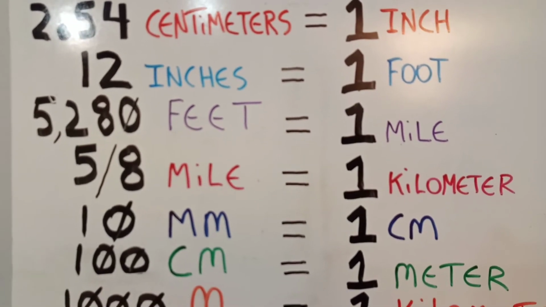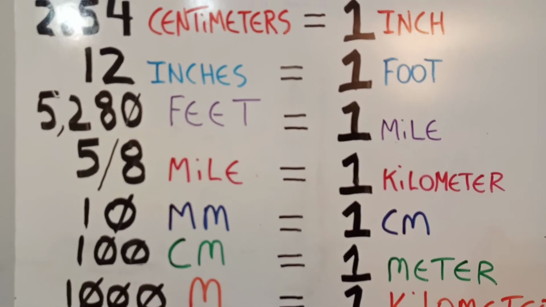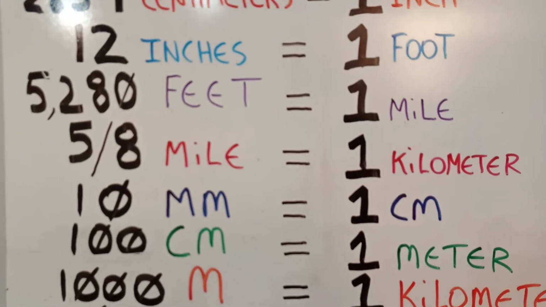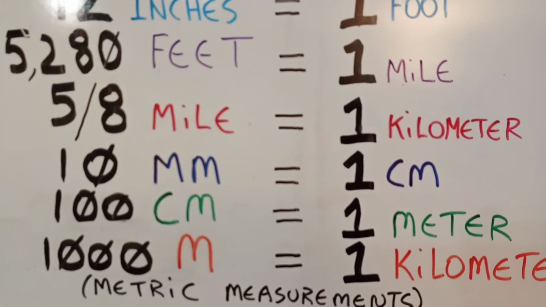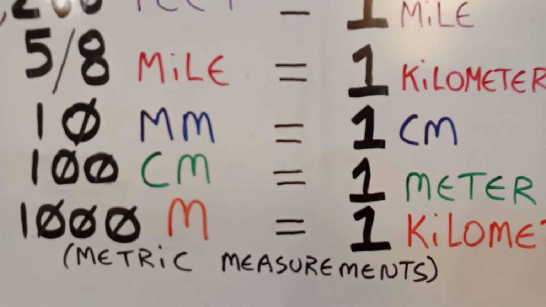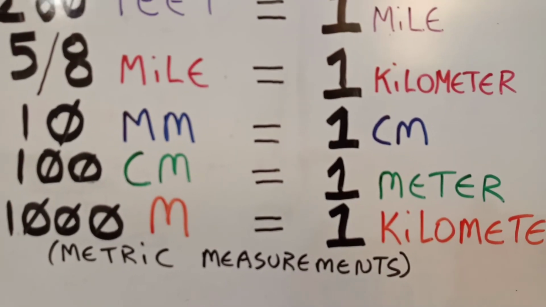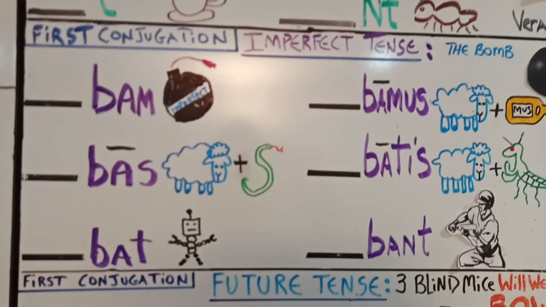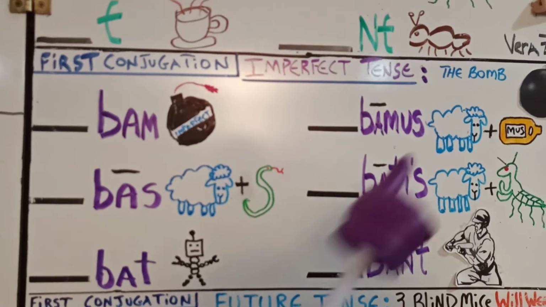10 millimeters equals 1 centimeter. 100 centimeters equals 1 meter. 1,000 meters equals 1 kilometer. That was metric measurements. First conjugation, imperfect tense.